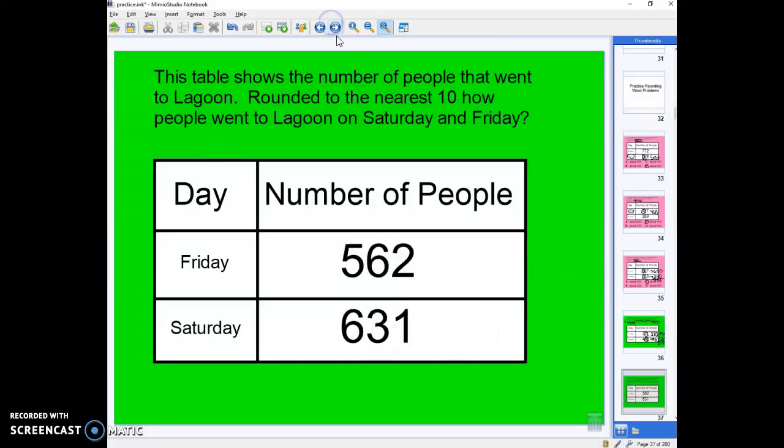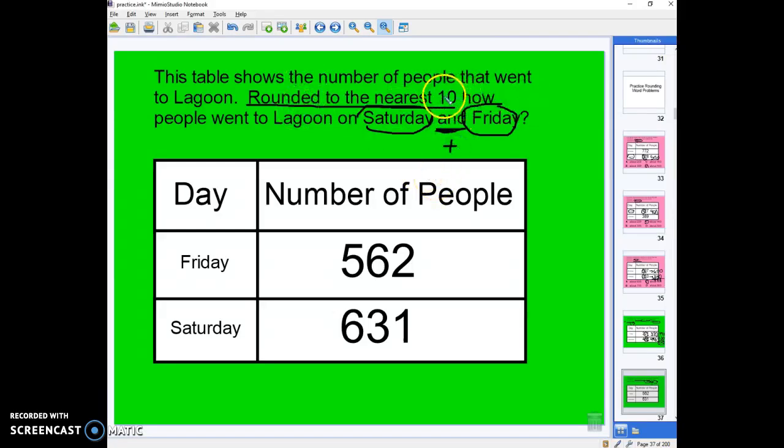Let's try that problem again. Little different here. Let's see. This table shows the number of people that went to Lagoon. Rounded to the nearest 10, how many people went to Lagoon on Saturday and Friday? Okay, a little different here. That "and" is our key word hidden there, and that means I'm going to add.